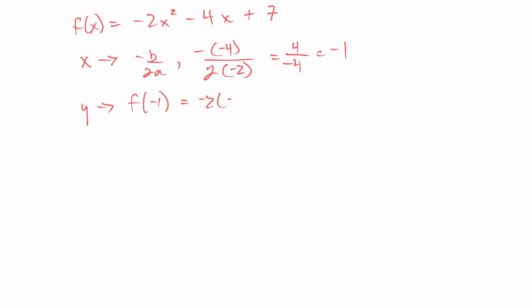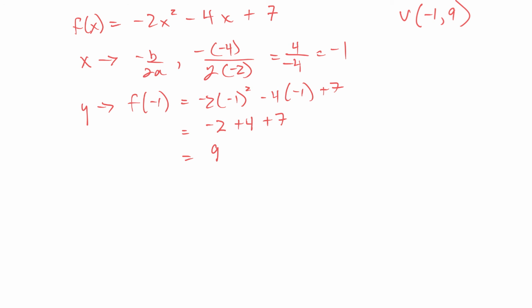So -2 times -1 squared minus 4 times -1 plus 7. So -1 squared is 1 times -2 would be -2. -4 times -1 would be +4 plus 7. So -2 plus 4 is 2. 2 plus 7 is 9. So my vertex will be -1 and 9.